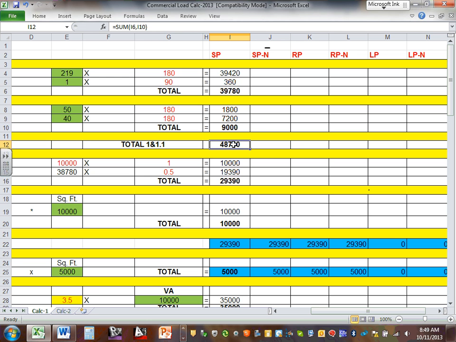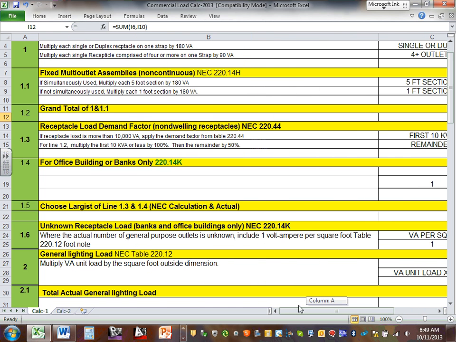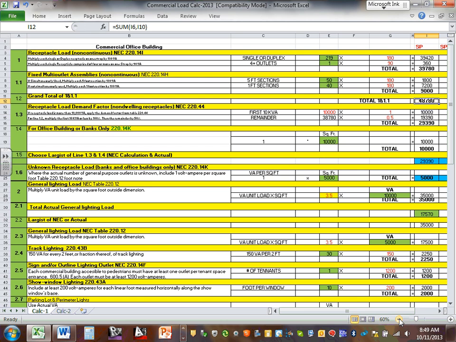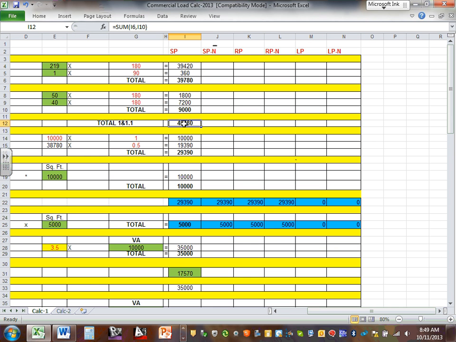Then you total them. Can you guys see when it says total? You add these two steps together, and that will be the total for your receptacles, which is the grand total. 1.2 is the grand total for 1 and 1.1. You add them up. Any comments, any questions about the receptacle load for this building? Does it make sense? Adam, makes sense?